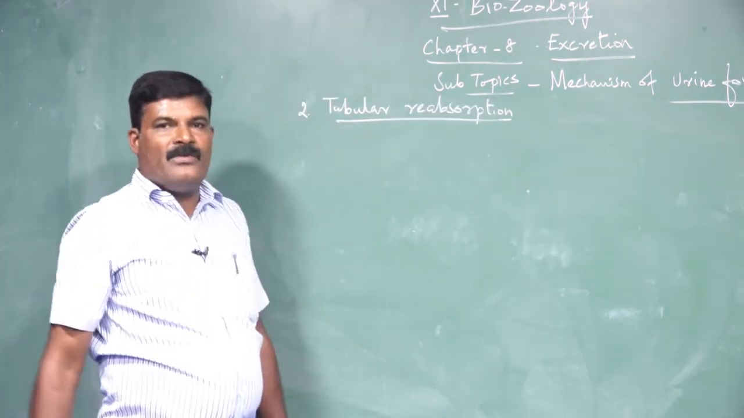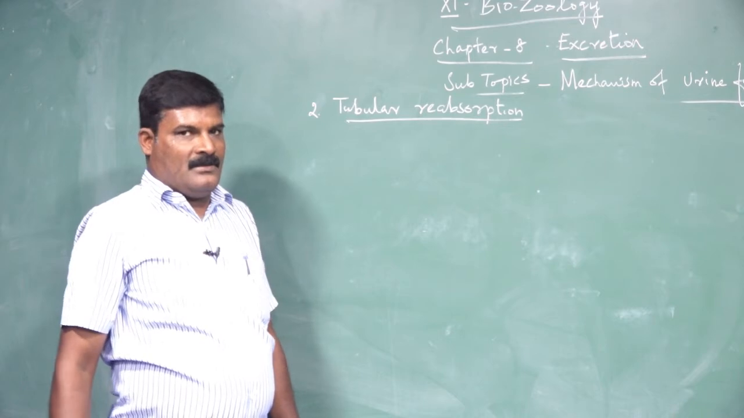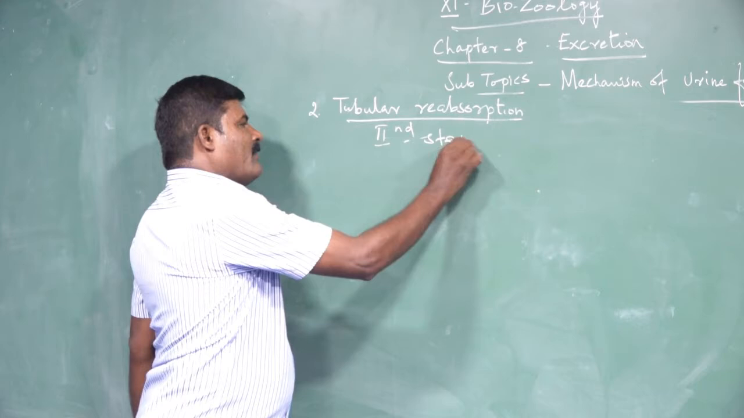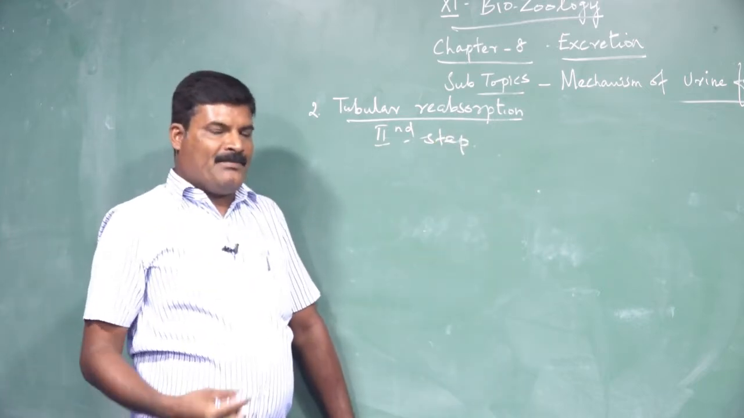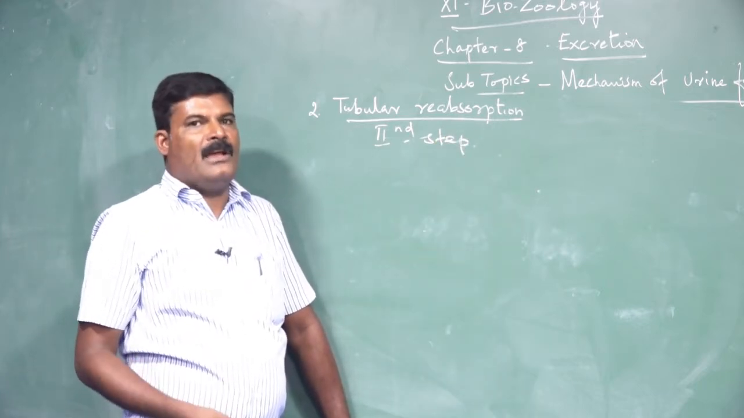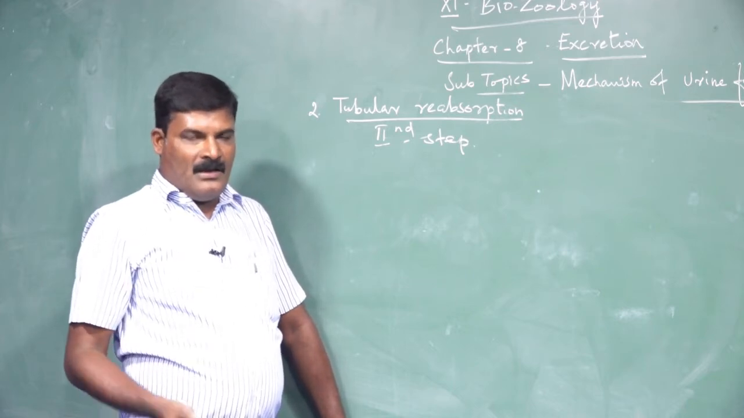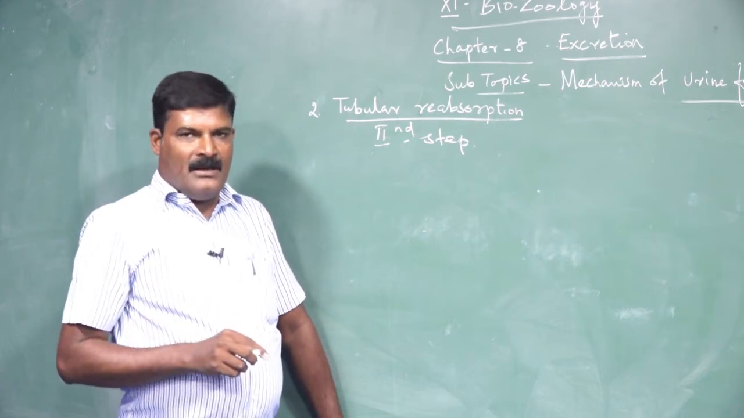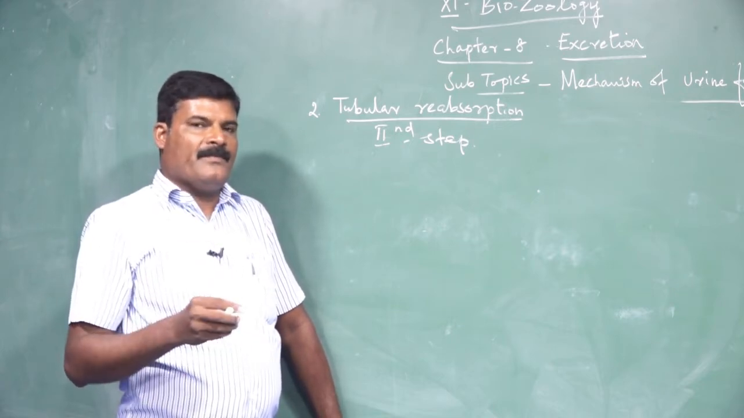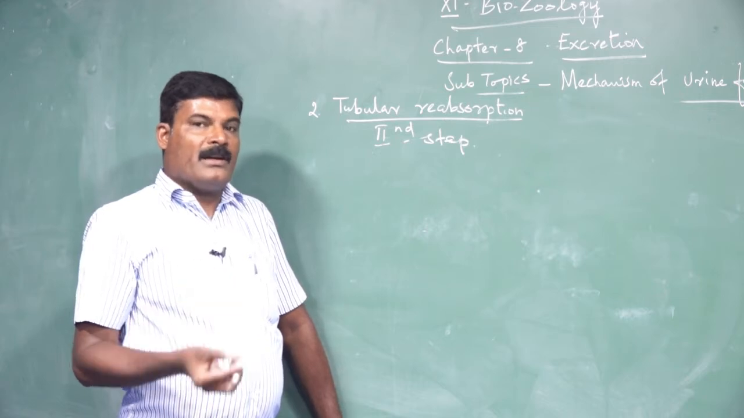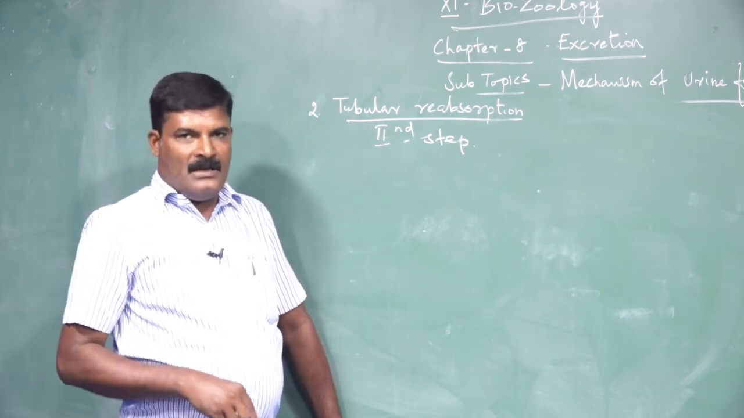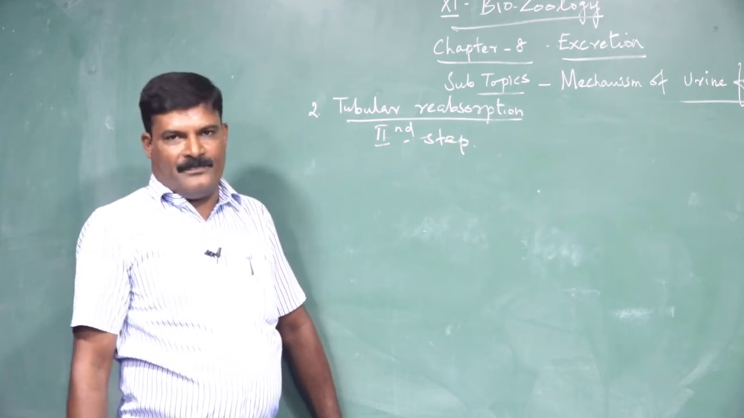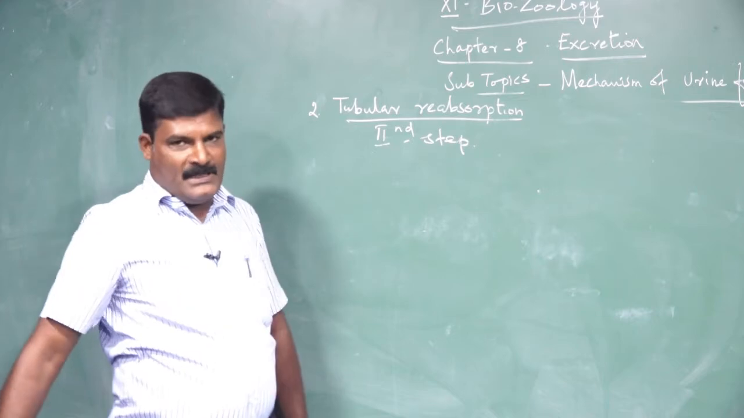Listen. The second step of urine formation is tubular reabsorption. I explained that 170 to 180 liters of glomerular filtrate is formed per day, but urine is released only 1.5 liters per day. So nearly 99% of the glomerular filtrate is reabsorbed into the body. The remaining substances act as waste and must be eliminated from the body. This is called tubular reabsorption.